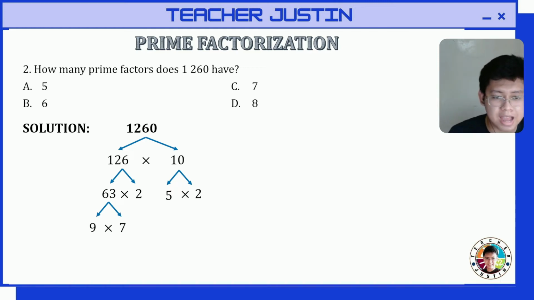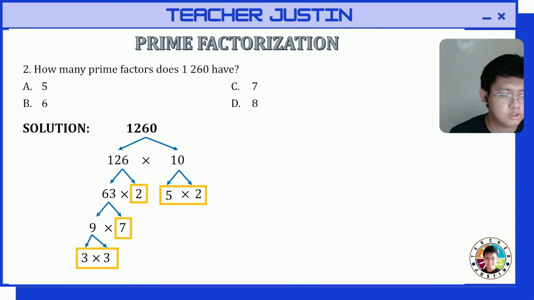So, pwede pa nating i-factor si 9. So, yung factor ni 9 ay 3 times 3. Now, since wala na tayong pwedeng i-factor dito, let's count the number of prime factors that we have for 1,260. So, meron tayong 5 times 2, meron tayong 2, meron tayong 7, meron tayong 3 times 3. So, pag binilang natin yan, meron tayong 1, 2, 3, 4, 5, 6. So, we have a total of 6 prime factors for 1,260. So, to answer this item, it will be letter B, 6. And that's it. Ta-da! Alright.